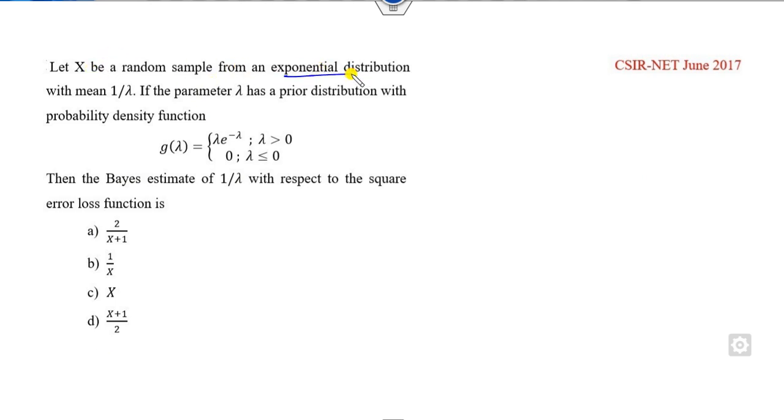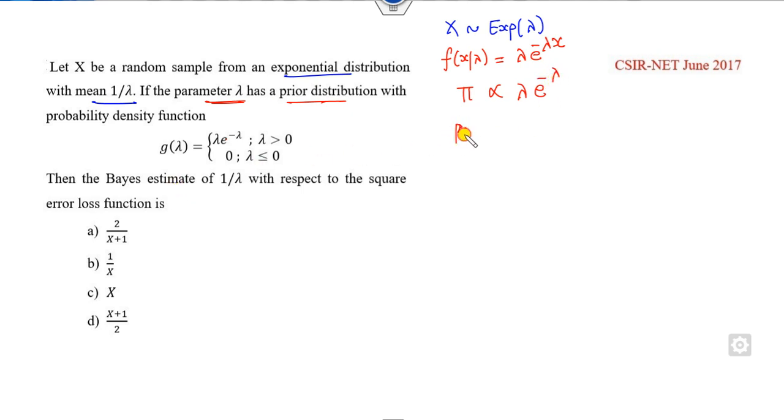X is an exponential distribution with the mean 1 by lambda. It means X follows exponential distribution with the parameter here. So what is the given information? It is here, fine. The parameter lambda is the prior, which is given to be here, which is nothing but this, and now the sample size is 1. So we can find the posterior, fine. I can multiply them, so the posterior will be lambda square e raised to power of this, fine.